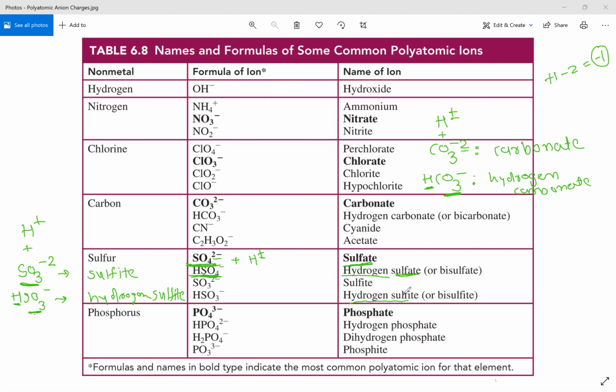Also, I just want to point out one polyatomic cation that we didn't get a chance to discuss. There is only one polyatomic cation that you need to be familiar with, which is NH4 plus. What do we call it? We call it ammonium. There is only one polyatomic cation, NH4 plus, and we call it ammonium.